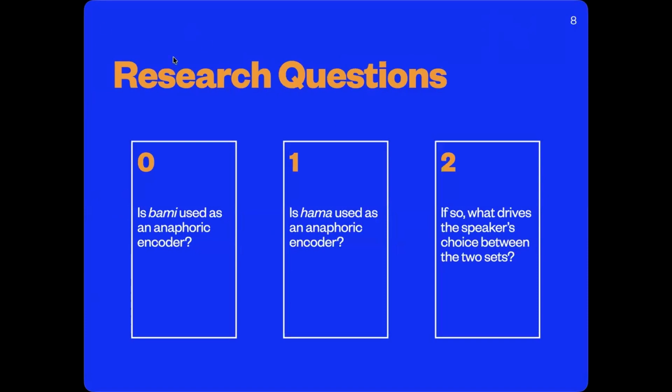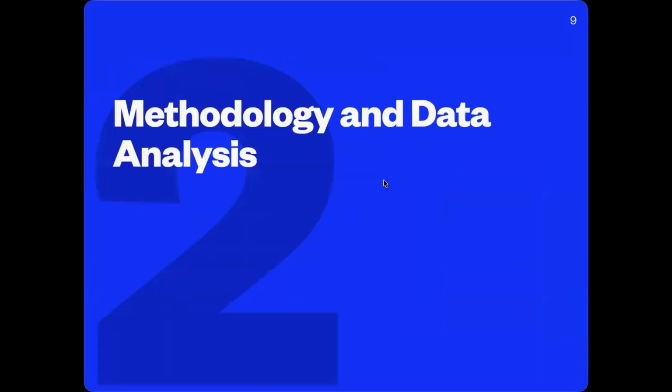I eventually came up with three main research questions. Question 0, I call it like this because this is basically our baseline: is bami actually used as an anaphoric encoder? Then we have research question 1: is hama used as an anaphoric encoder? And question 2: if both sets can be used anaphorically, what drives the speaker's choice between the two of them? As you can tell, research question 1 and research question 2 basically go together, because research question 2 explains why possibly hama is used anaphorically.